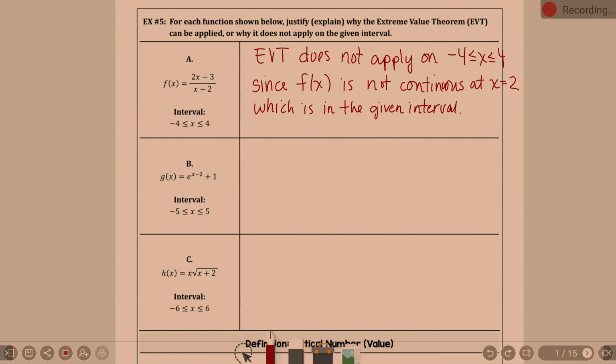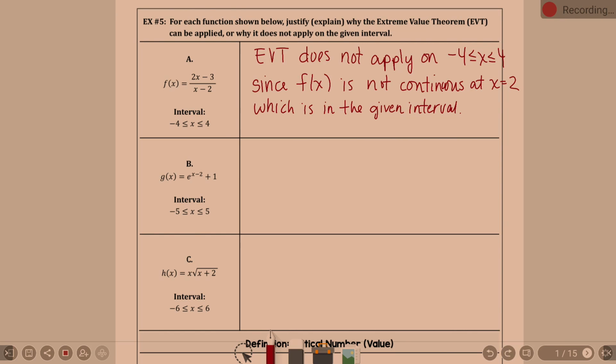We are picking up on 5B, and we are looking at the extreme value theorem. Remember the extreme value theorem: if f is continuous on a closed interval, then f has both a maximum and a minimum on the given interval. With this example, for each function, justify or explain why the EVT can be applied or why it does not apply on the given interval. So we already looked at A. We ran into a continuity problem because of a vertical asymptote, right?